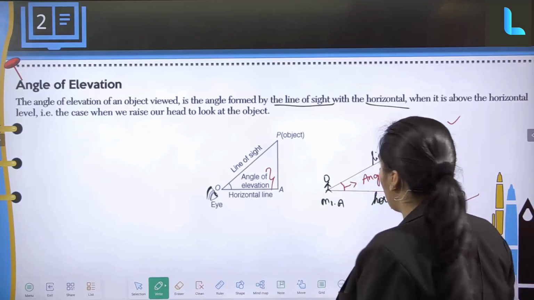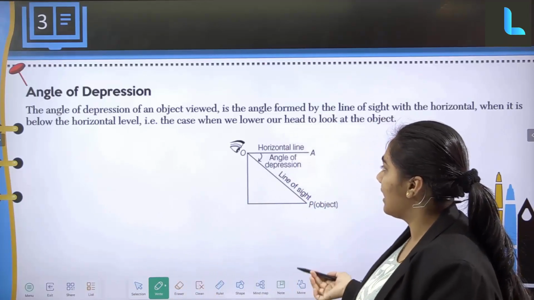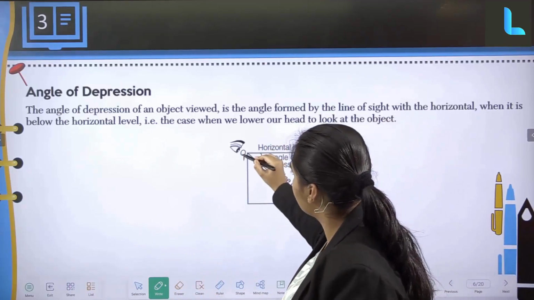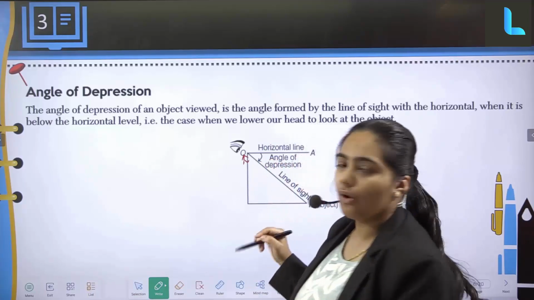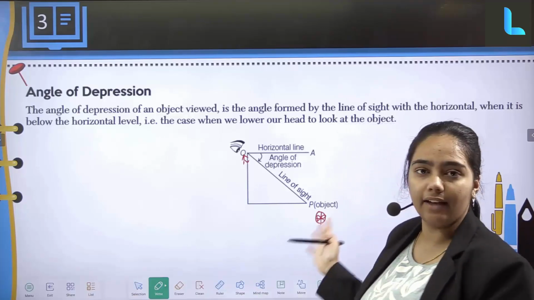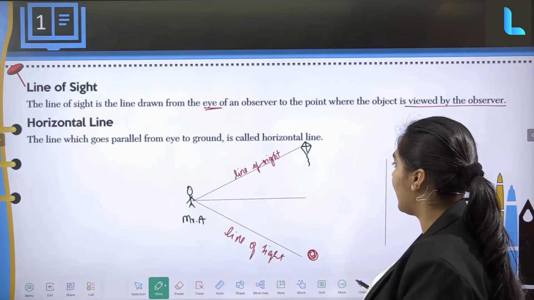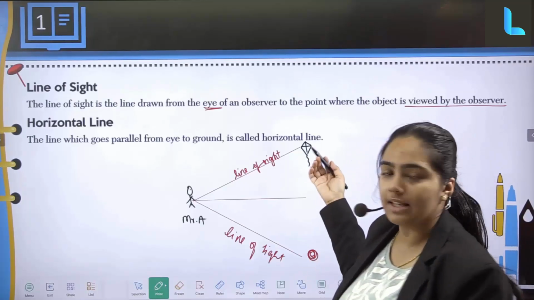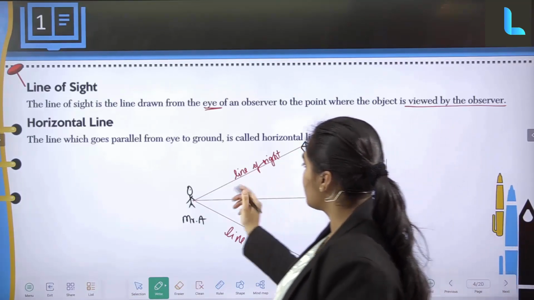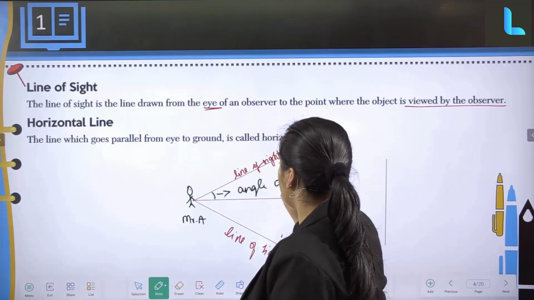Similarly, you have another concept which is angle of depression. Let's consider this to be Mr. A again, and there is some ball over here. This was my original horizontal line, and this was the diagram which I had taken, related to the kite. So the angle which is formed here is going to be the angle of elevation.